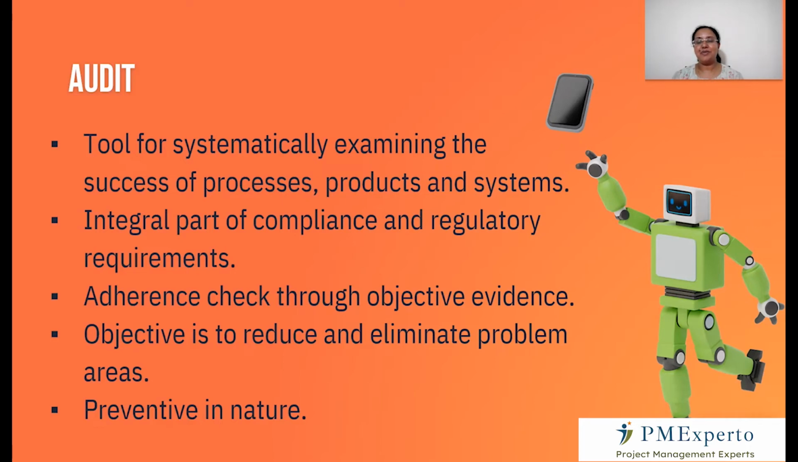How do we carry out this audit? Audit is always carried out by checking the adherence to the set standards through objective evidence. No conclusion in audit is arrived just based on verbal communication. What we seek is the objective evidence of the process adherence or the system adherence. And in any country, the regulatory requirements and the compliance requirements are always verified through audit. So audit is an integral part of our regulatory requirements, compliance requirements.